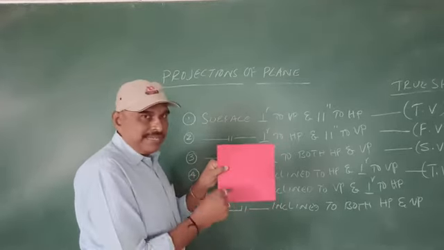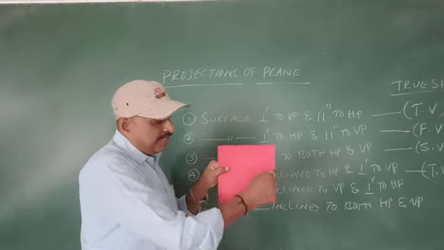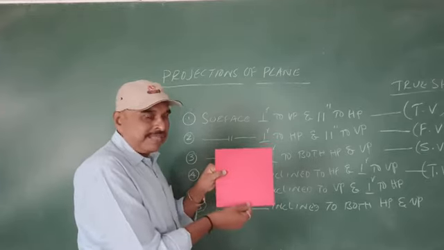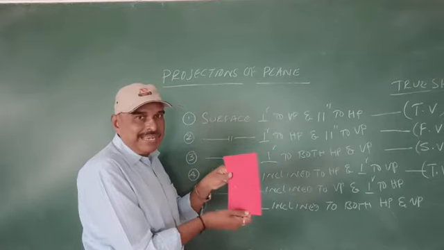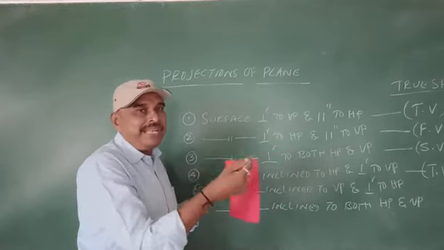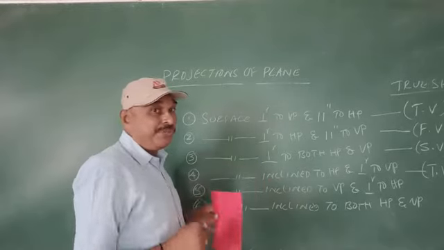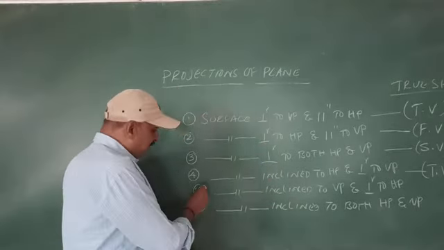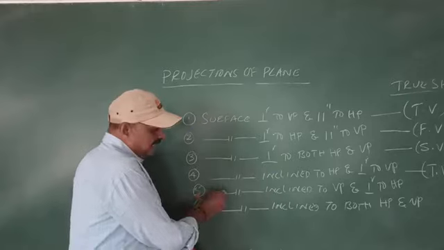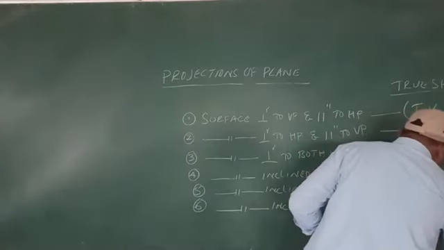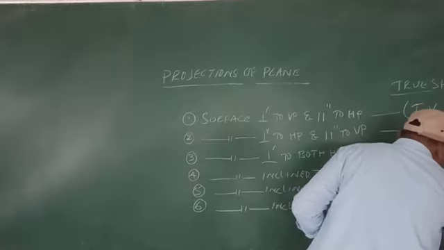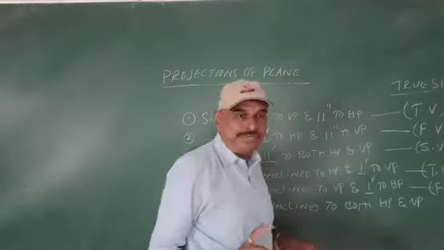Then start the drawing, that is assuming, first stage assuming. Start the drawing with the front view, then top view, rotate the top view to the given angle, and finally obtain the final front view. That means finally, when the surface is inclined to VP and perpendicular to HP, the true shape is obtained in front view. Right?